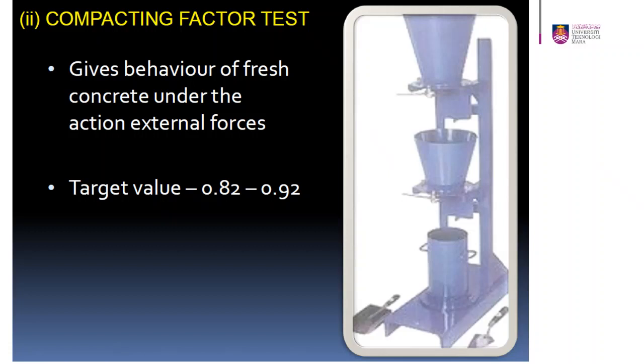Number 2 is the compacting factor test. The compacting factor test is a workability test for concrete conducted in the laboratory. The compaction factor is the ratio of the weights of partially compacted to fully compacted concrete. It was developed by the Road Research Laboratory in the United Kingdom and is used to determine the workability of concrete.